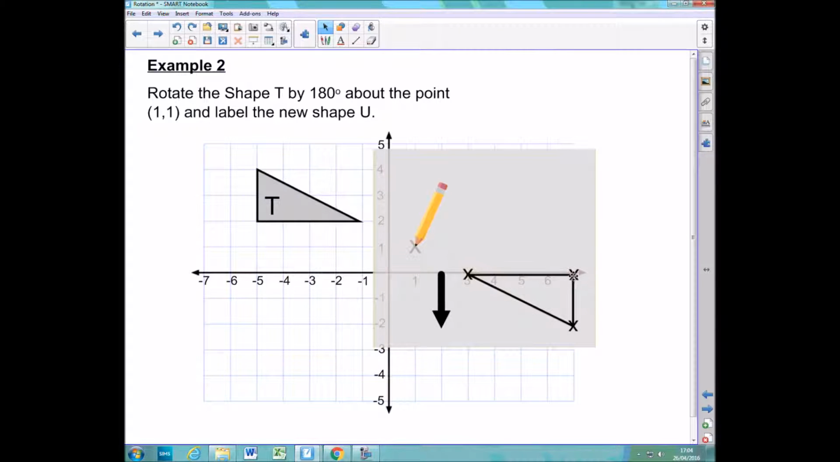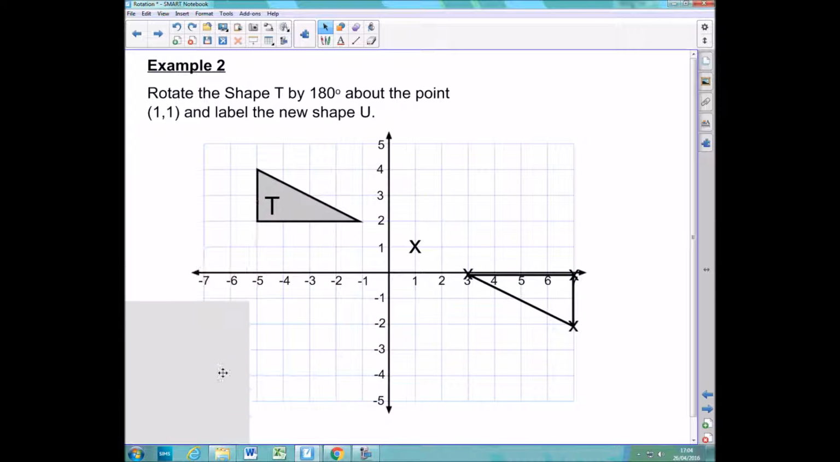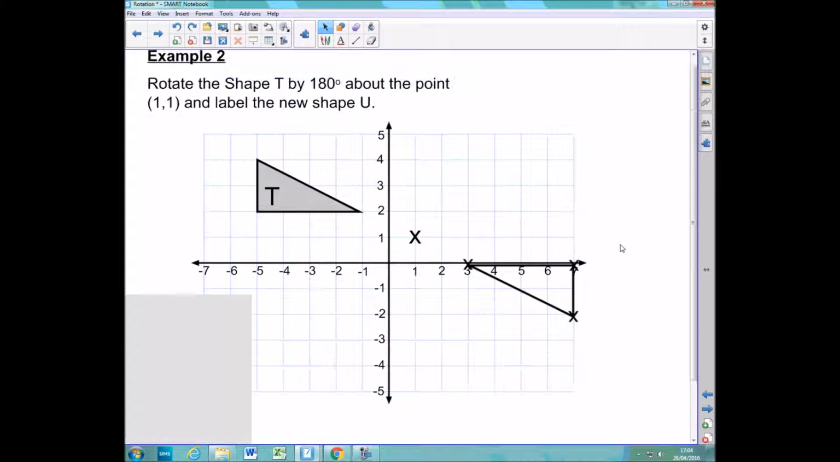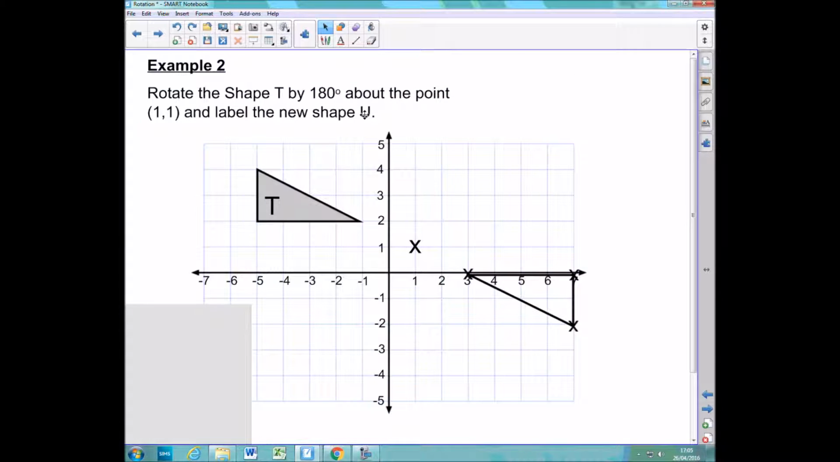As you can see here, my triangle now sits on these coordinates here. So I'm just going to remove my tracing paper and draw in this triangle at this point here, and I'll end up with my shape down here like this. Now remember, this question is asking me to label this U, so I'm just going to label my triangle U.